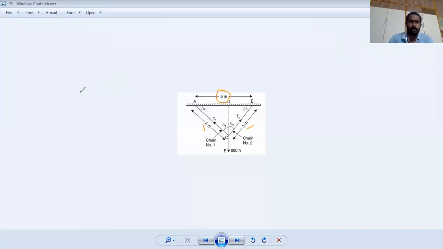Draw the coordinate system. Okay, this one is the coordinate system. Here he has given one chain having a tension T2 and here T1.